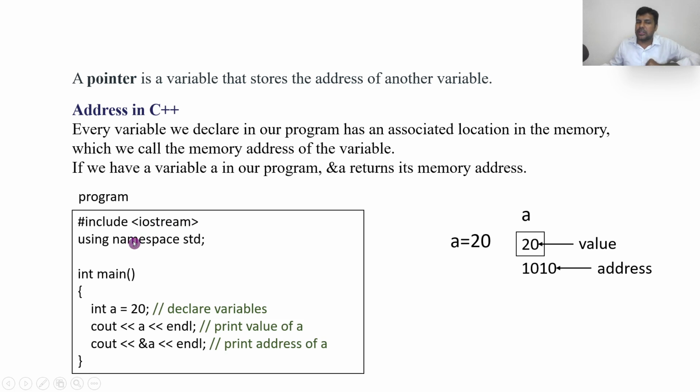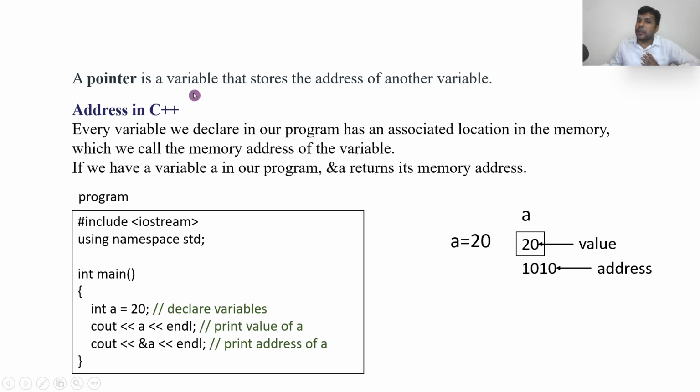So for example, let us take a small program. I have taken int A is equal to 20. When I print A with cout, it will print the value of A. And when I say &A, it will print the address. So I hope you understood the difference between a value and an address.